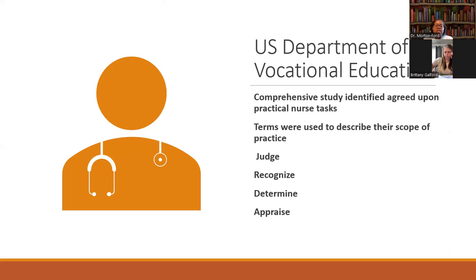So out of all the things that we do, we wear so many hats as a nurse, but the U.S. Department of Vocational Education has narrowed it down to these 4 terms to describe the scope of practice. Remember, the scope of practice is individualized by state. It's our to-do list. It is those things, those tasks that we can carry out, that we can perform lawfully. But the 4 terms that are used to describe the scope of practice are judge, recognize, determine, and appraise.